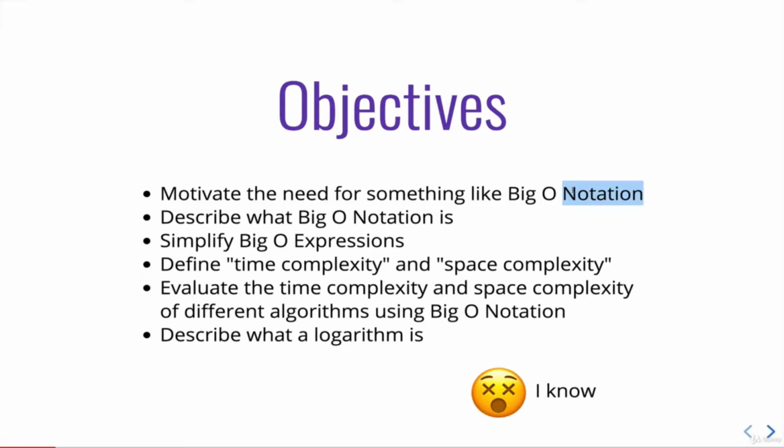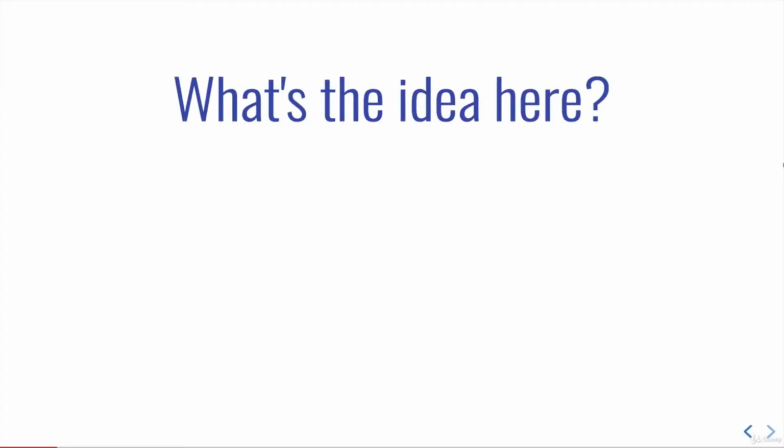Motivate the need for something like Big O notation. So what is the idea here? Well, this course is about algorithms, it's about solving challenges, it's about computer science and data structures, but for every topic in this course, there's 10, 20 different implementations or solutions that could work, probably way more. How do we know what's best?